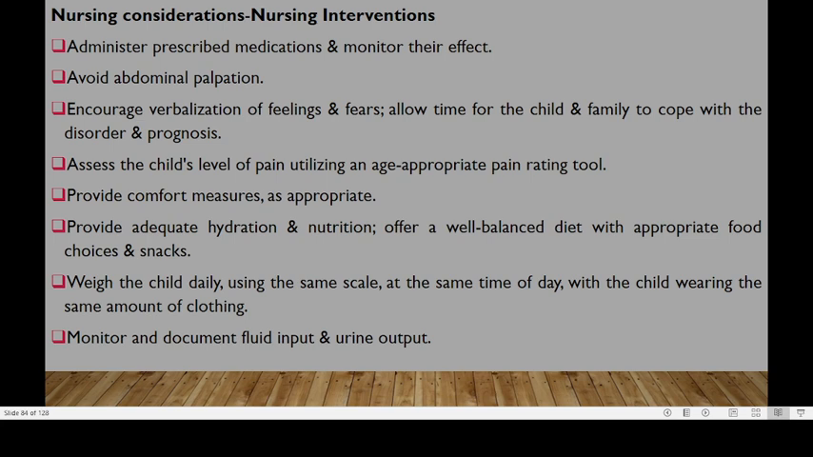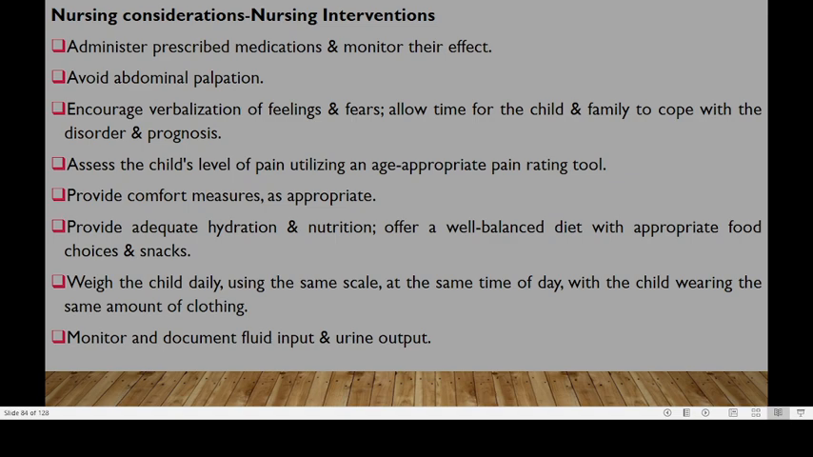prescribed medications and monitor their effect. Avoid abdominal palpation, encourage verbalization of feelings and fears. This will allow time for the child and family to cope with the disorder and the prognosis. Also need to assess the child's levels of pain utilizing an age-appropriate pain rating tool.